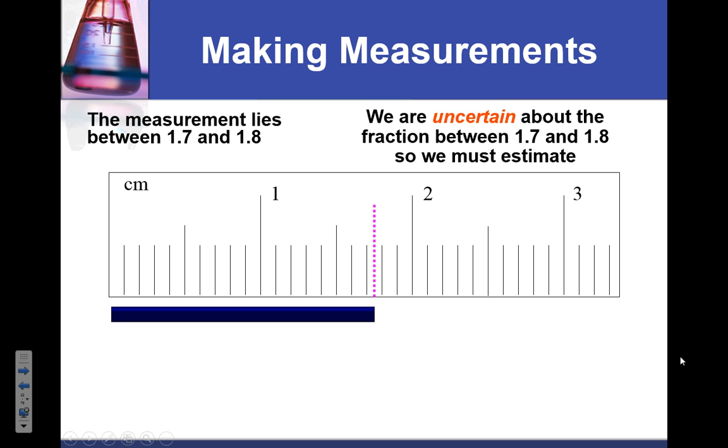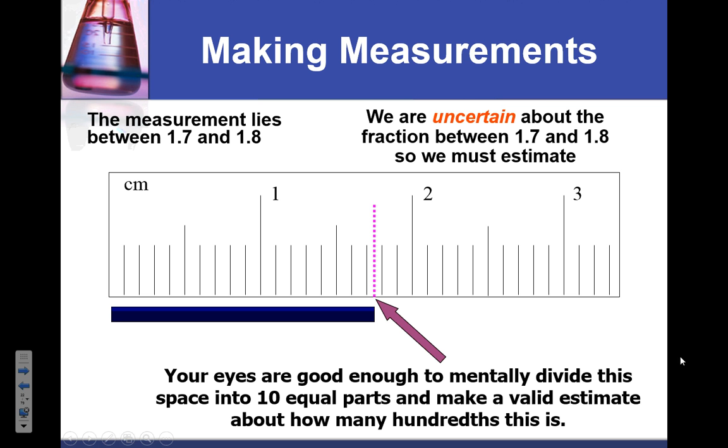So what we have to do is estimate. Now, your eyes are good enough to mentally divide a space into 10 equal parts, but that's it. You can't go better than that. So you can't divide things into 100 equal places and try and come up with a valid measurement. But you can make a rough estimate that is going to be valid if you divide into 10 places. So what you're going to be doing is estimating, and it's going to be a valid part of the measurement, but it's not going to be certain. Not everybody's going to get the exact same number here.